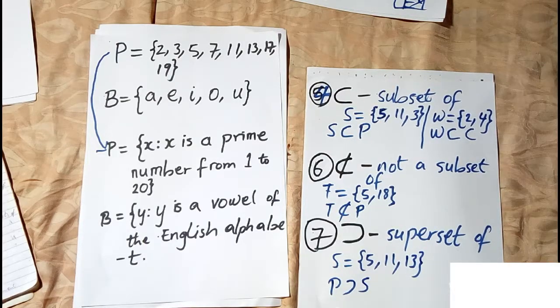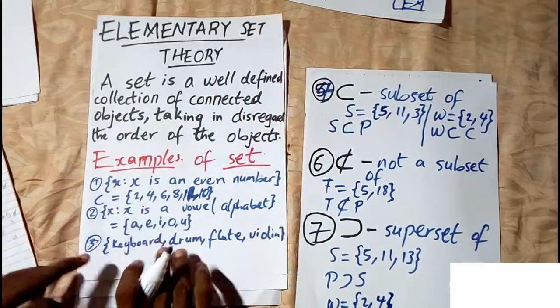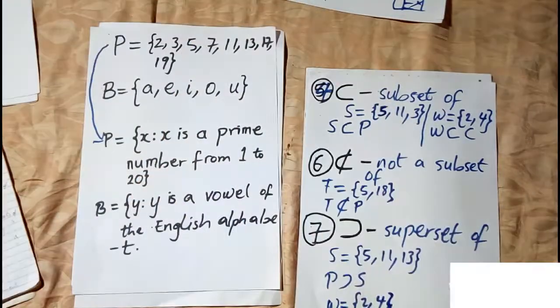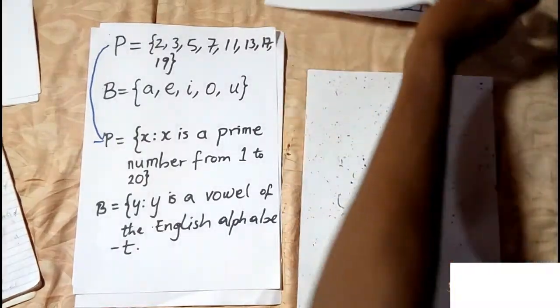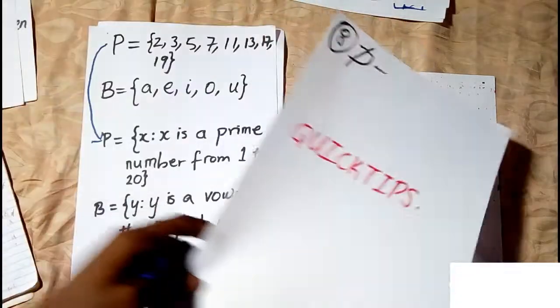And we have W. W is equal to a set of 2, 4. And C is a set of even numbers. So C is a superset of W. This is where we are getting our set C from. So now moving on to the next symbol.